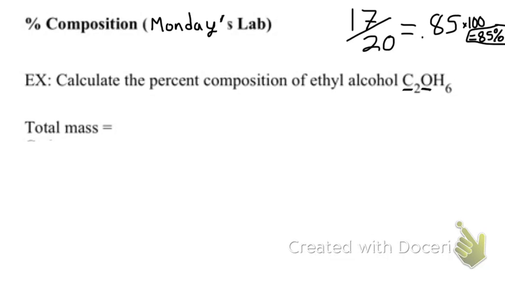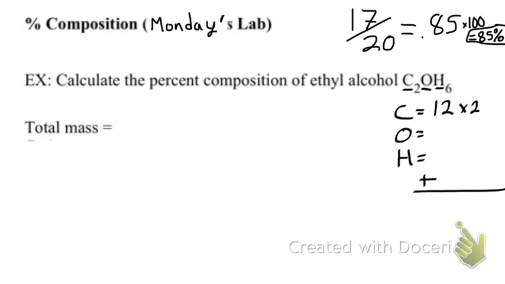So we have carbon, oxygen, hydrogen. We're going to add them up. Carbon on the periodic table weighs 12 grams per mole. We have 2 carbons, so 12 times 2 is 24. Oxygen weighs 16 grams per mole on the periodic table. We only have 1 oxygen. 16 times 1 is 16.